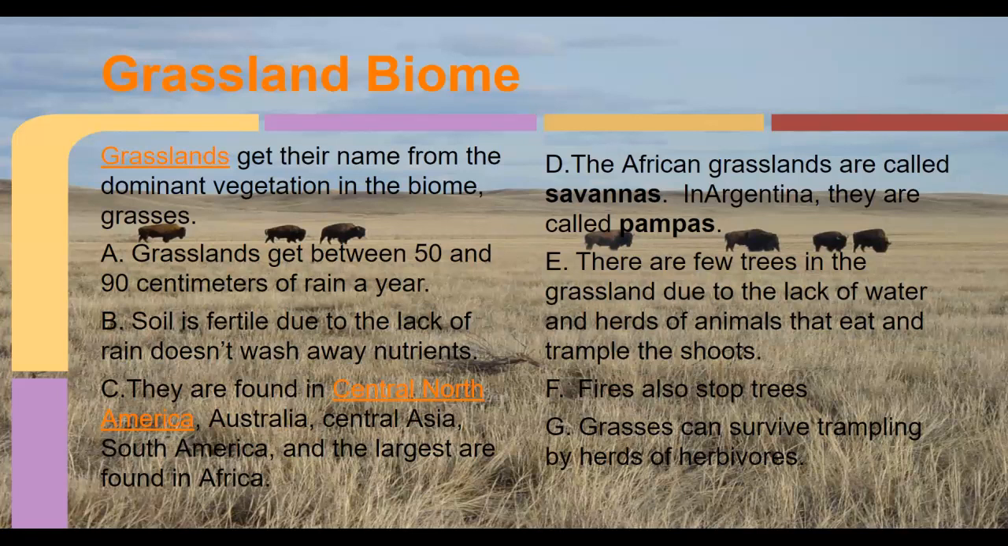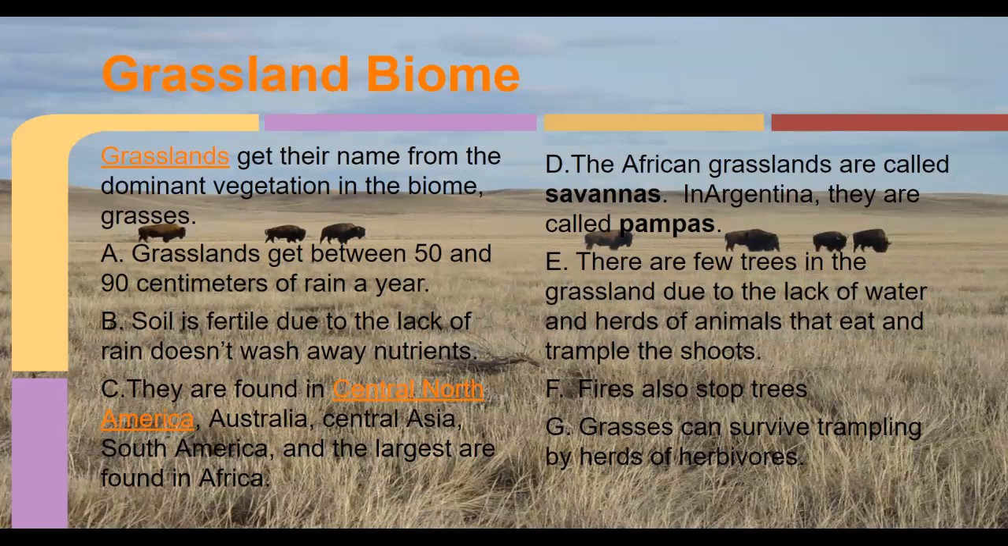Now, it gets a little bit more rainfall than the taiga, 50 to 90 centimeters, so roughly 2 feet to 3 feet of rain a year. That rainfall doesn't wash away the nutrients. In fact, in the center of the United States, we call that the breadbasket because the soil is so fertile that the central United States makes most of our agricultural food. You're going to find them in North America, up into Canada.